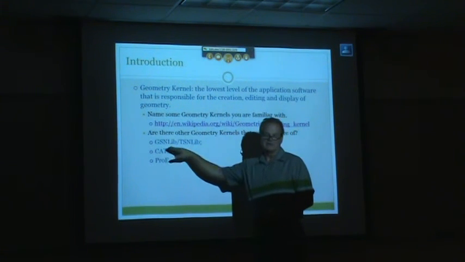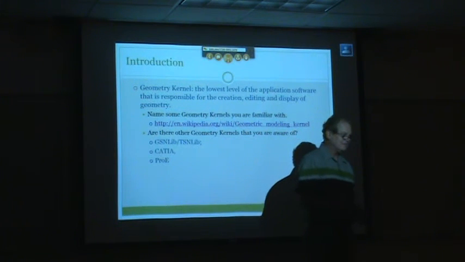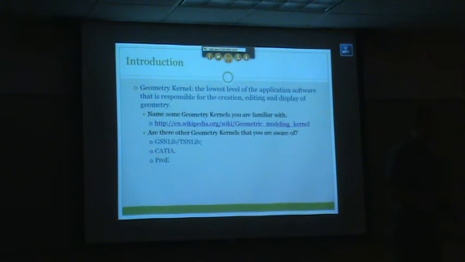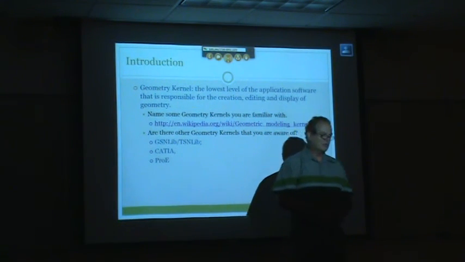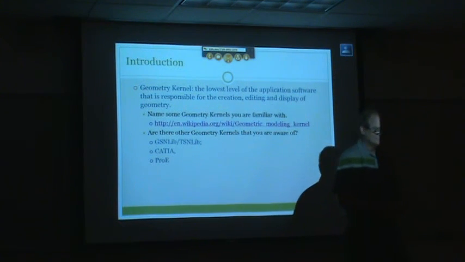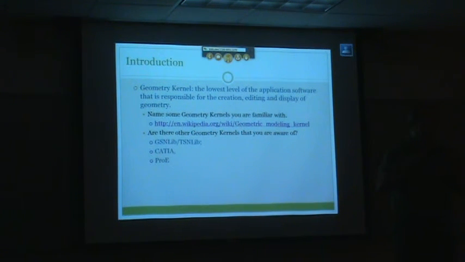CATIA has its own kernel. It doesn't use ACIS, even though it owns it. So Dassault Systems owns ACIS, but that's not the underlying kernel to their graphics system. PTC has their own graphics kernel. It's not one of those 4. It's not Romulus, it's not ACIS, it's not Parasolid. It's its own kernel.